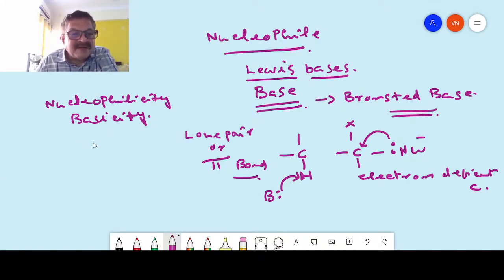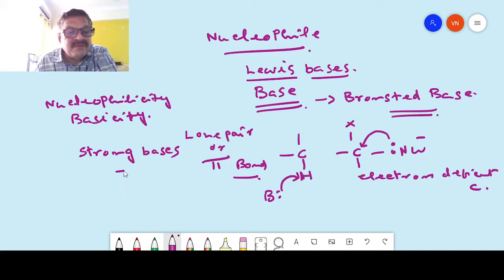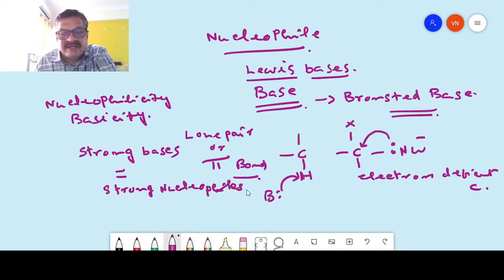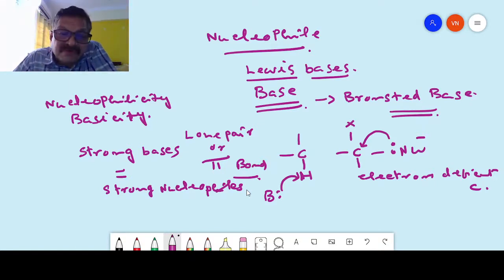Strong bases are all strong nucleophiles, but it need not necessarily be correct always. Strong bases equal strong nucleophiles is generally true, but there are exceptions. Exceptions will be on account of 2-3 factors, which I will discuss now. Generally we can say all strong bases are strong nucleophiles, but it can change. It need not necessarily be correct all the time.